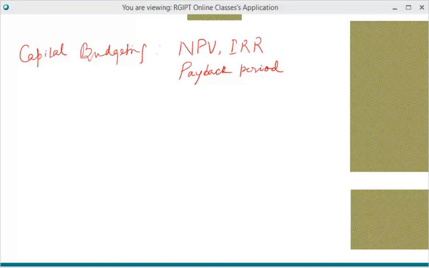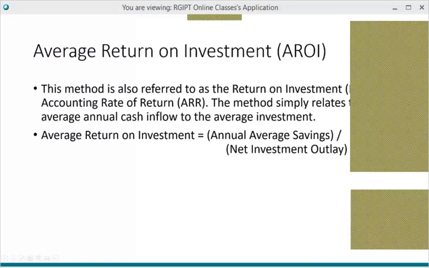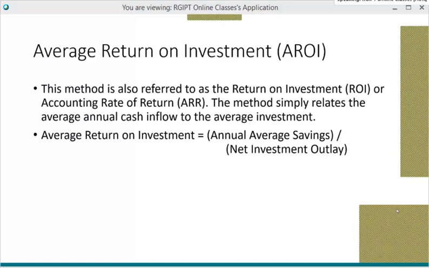Then now let us look at some other aspects. One is called average return on investment, and basically this average return on investment is a very simple way of understanding whether the project that you are going to invest in will be profitable or not.